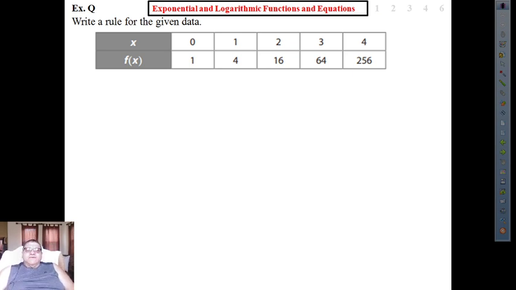It says write a rule for the given data. And the table given is x and f of x. For x, which is the domain, they give us 0, 1, 2, 3, and 4. For f of x, which is the range, they give us 1, 4, 16, 64, and 256.